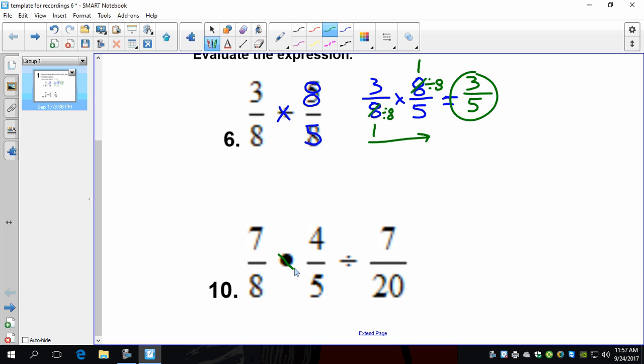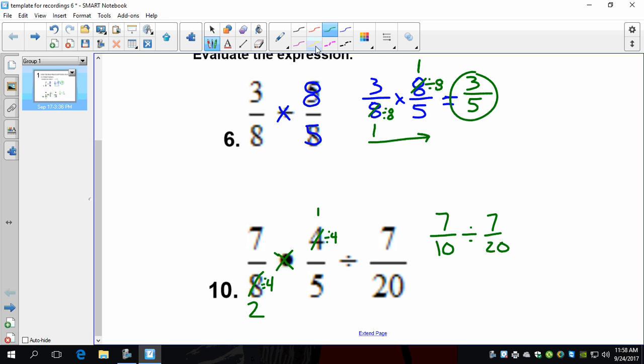I'm going to change that dot just to a multiplication sign just so nobody gets confused. I'm going to take out a 4. I'm going to divide by 4 here. 4 divided by 4 is 1. And then I'm going to do 8 divided by 4 down here. 8 divided by 4 is 2. So essentially I'm going to have 7 times 1 and get 7, and then 2 times 5 and get 10. So my new problem is 7 tenths divided by 7 20ths.